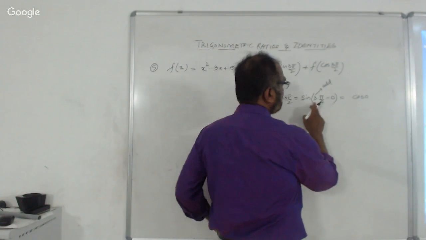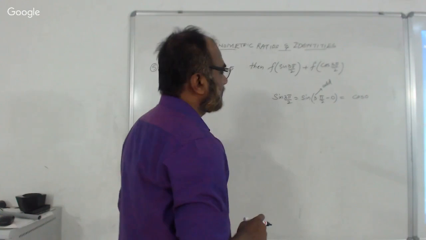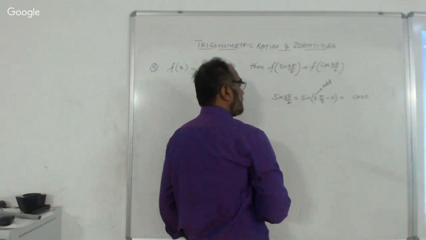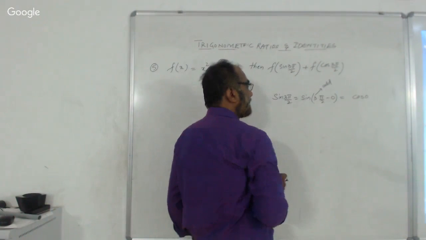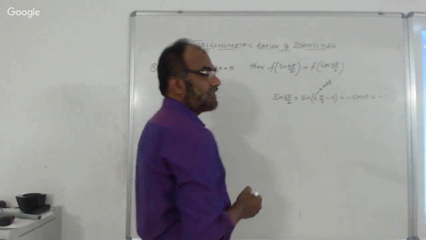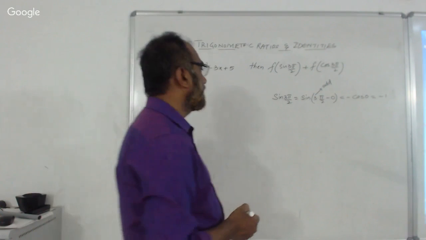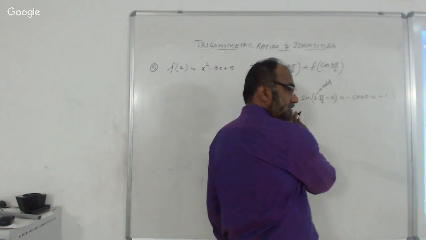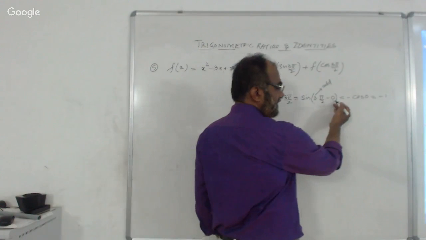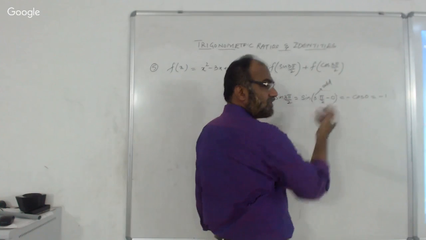Here you take only the sign by quadrant. 3 into pi by 2 is 270. It's like 270 minus theta, which lies in the third quadrant, and in the third quadrant sine is negative. So you get minus cos 0, which is minus 1. We are writing multiples of 90, so this value theta should be lesser than 90, in between 0 and 90.